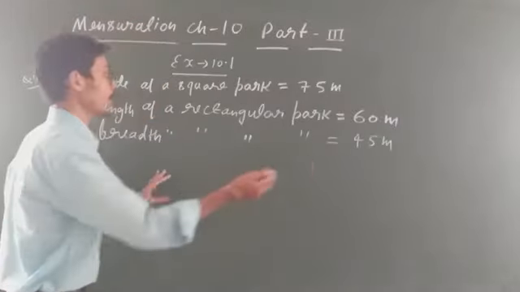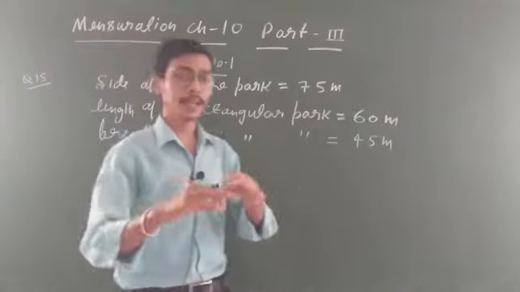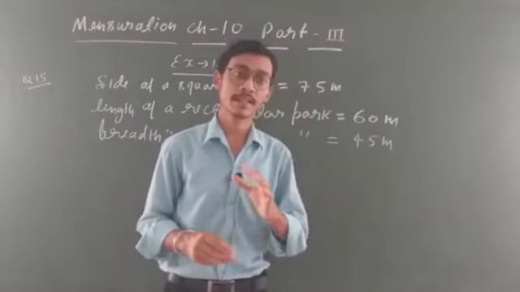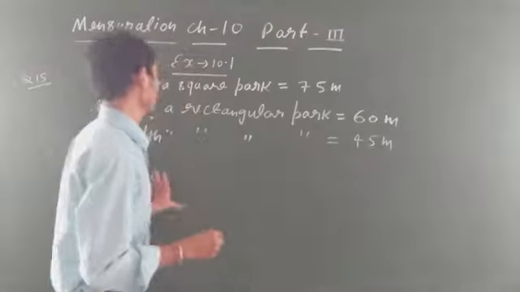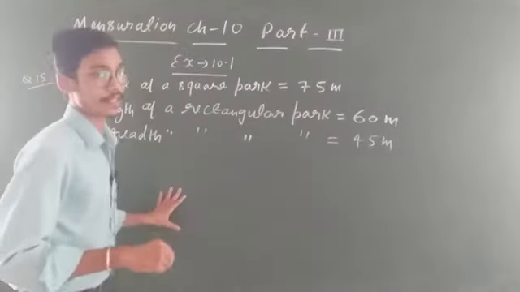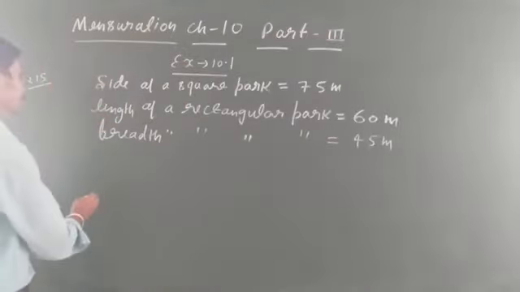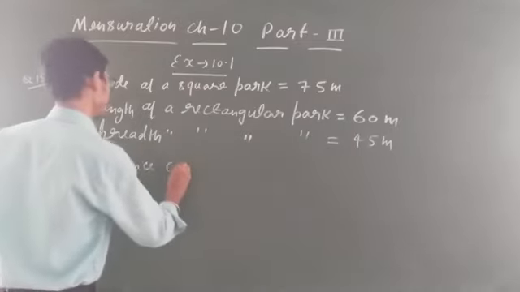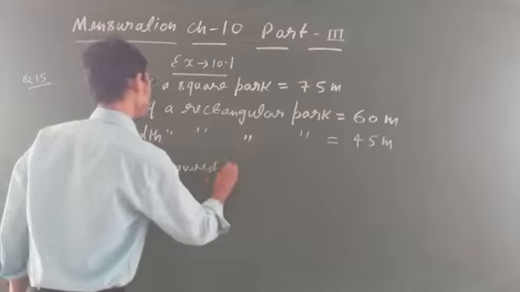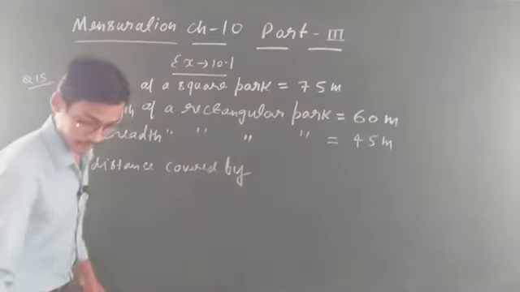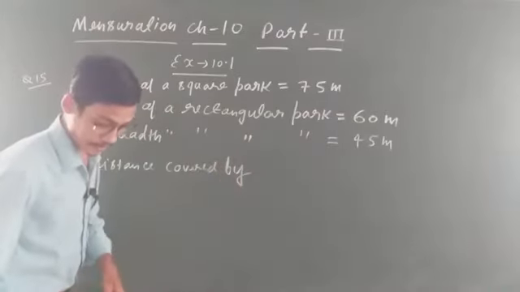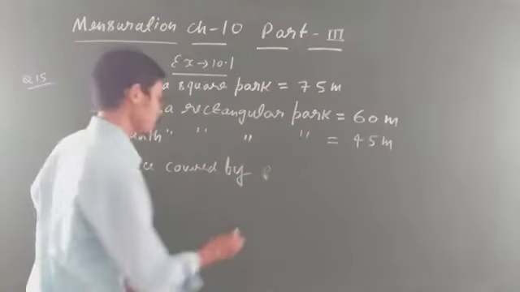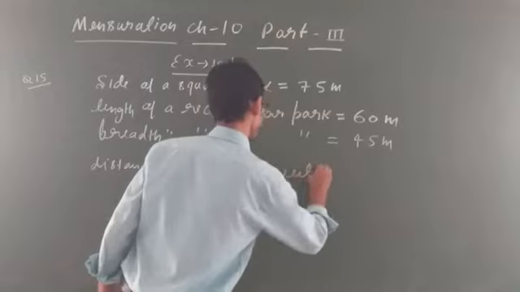Clear? The perimeter depends on what type of path is given: a square, a rectangle, or a circle. It depends on the path. So in this you have to find out who covers less distance. First you will find out the distance covered by Sweetie.